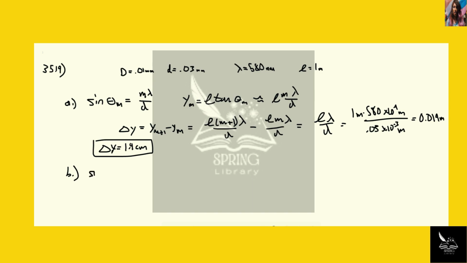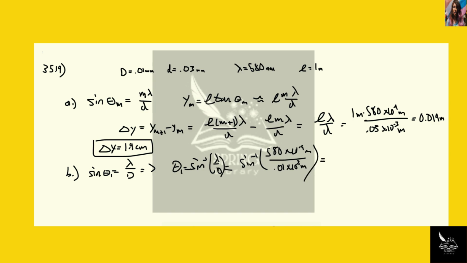Okay, so this is going to be the single slit diffraction, where sine of theta 1 is given by lambda over big D. From this, we can find theta 1 as the inverse sine of lambda over D, or inverse sine of 580 times 10 to the negative 9 meters over 0.01 times 10 to the negative 3 meters. And what we get here is a theta 1 of 3.325 degrees.